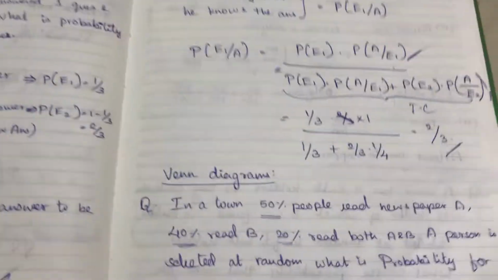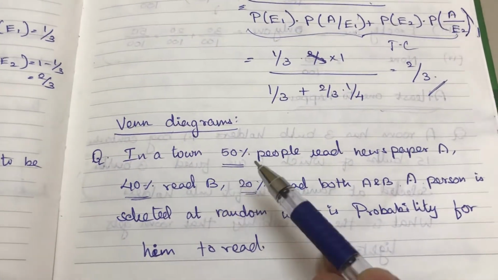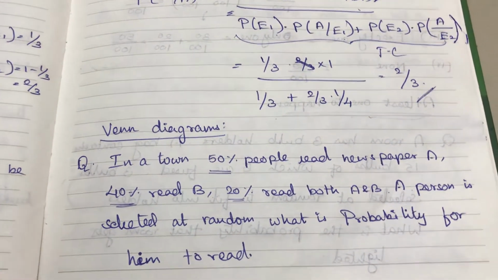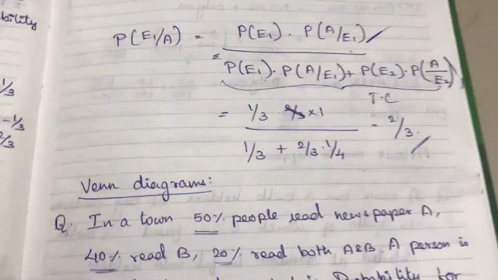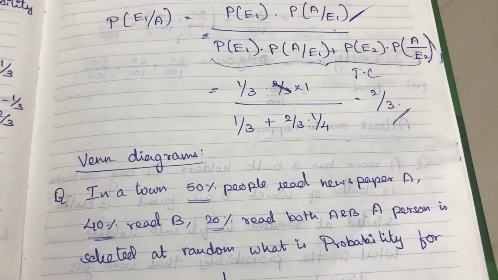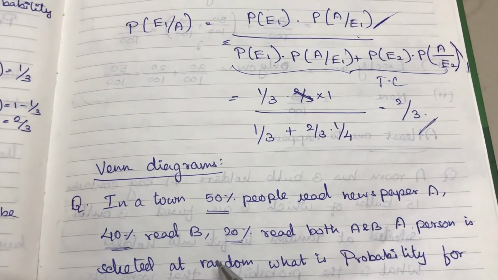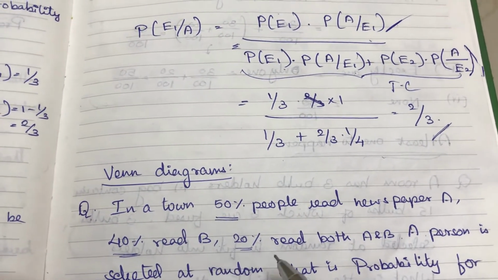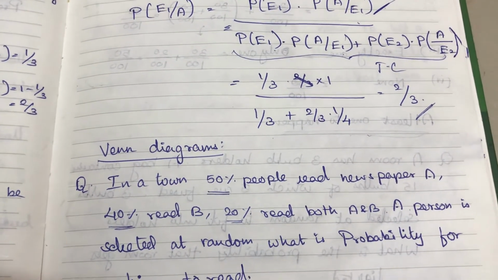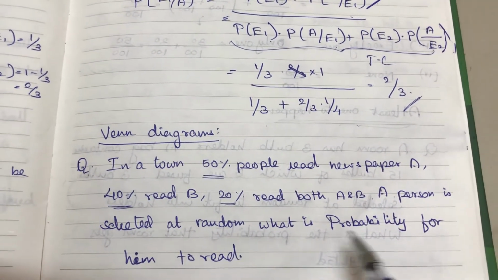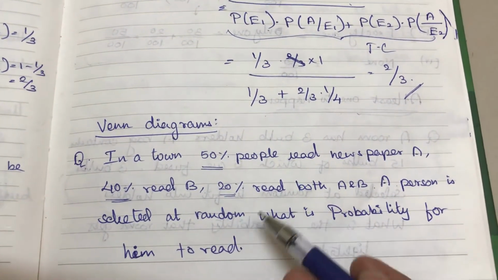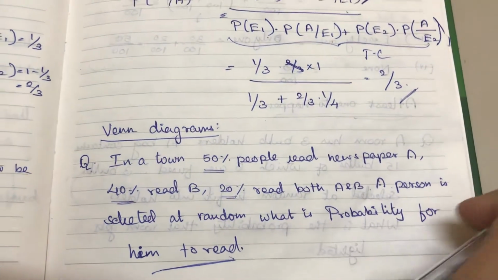Then let's see Venn diagram here. In a town, 50% of people read newspapers. Newspaper A, 50% of people are reading. 40% of people are reading B newspaper and 20% read both. So I need to write a Venn diagram here. A person is selected at random. What is the possibility for him to read? So a person is selected at random. What is the possibility for reading?